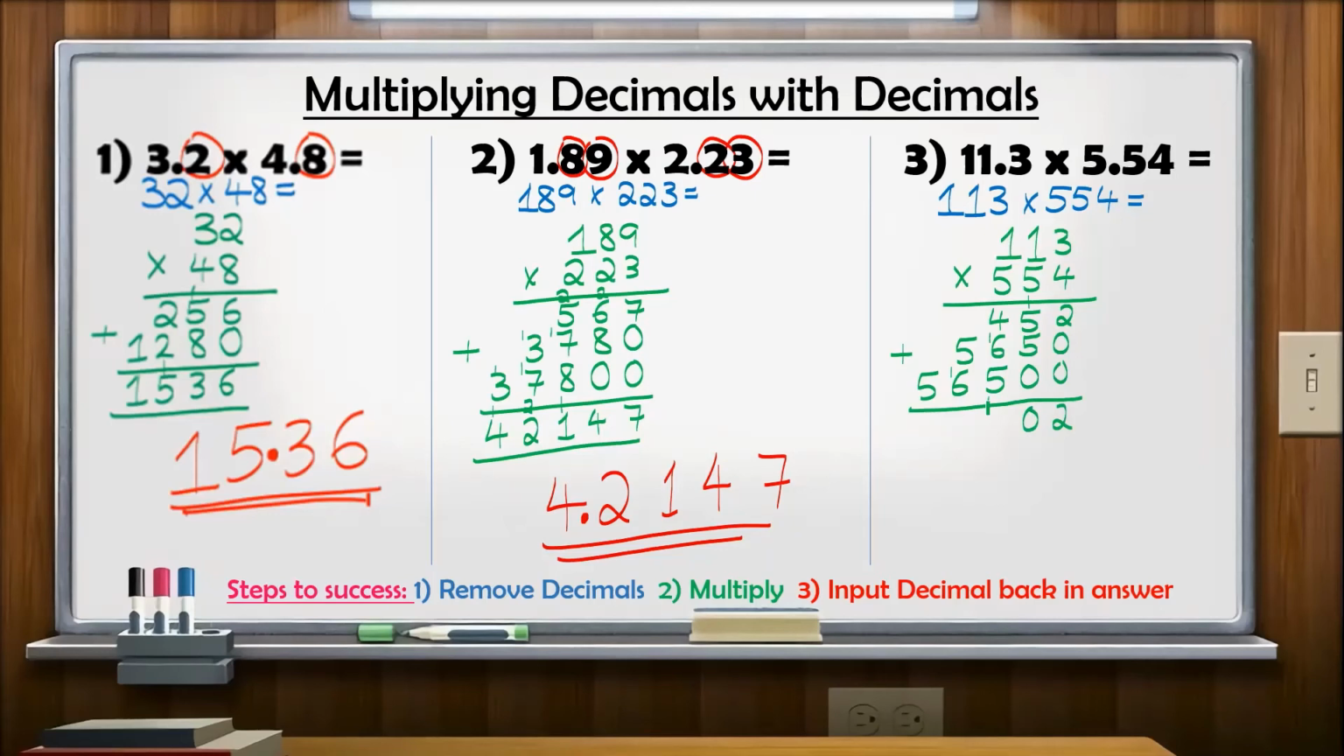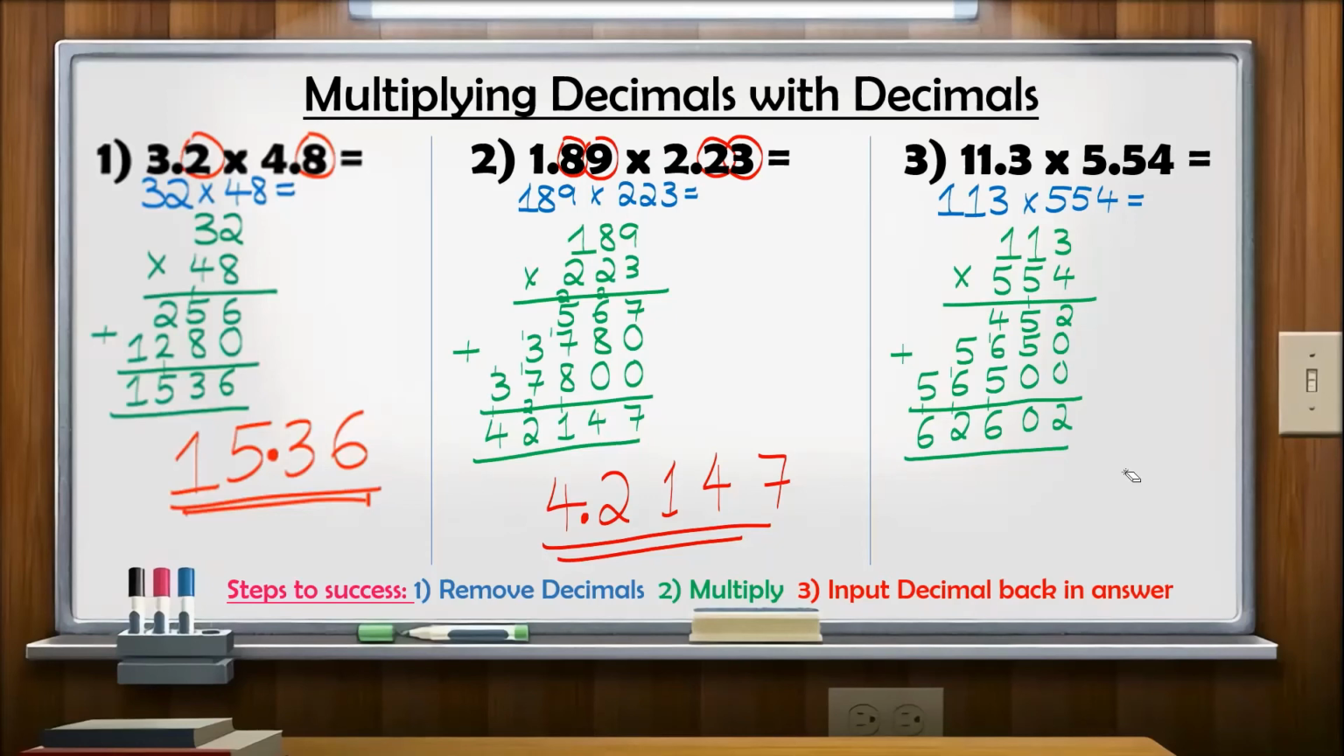4 plus 6 is 10. Plus the 5 is 15. Plus the 1 is 16. So put the 6 here and carry over the 1. 5 plus 6 is 11. Plus the 1 is 12. So put my 2 here and carry over the 1. And 5 plus 1 is 6. So the answer to 113 times 554 is 62,602.